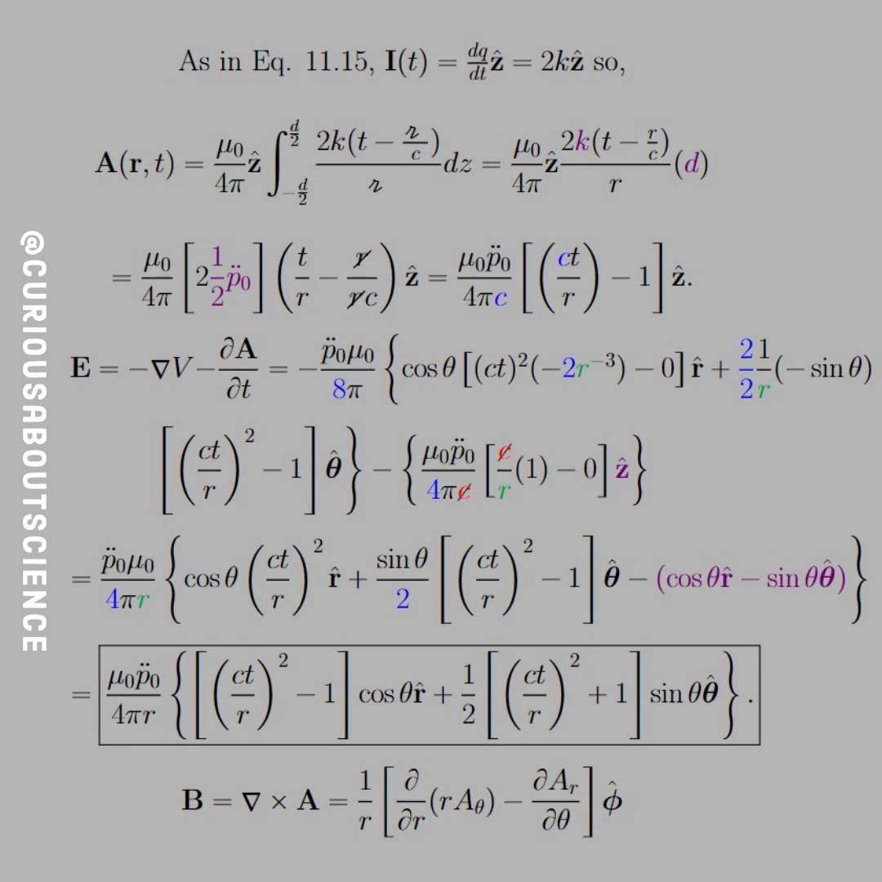Now for the electric field, we know we need the negative gradient and the negative time derivative.